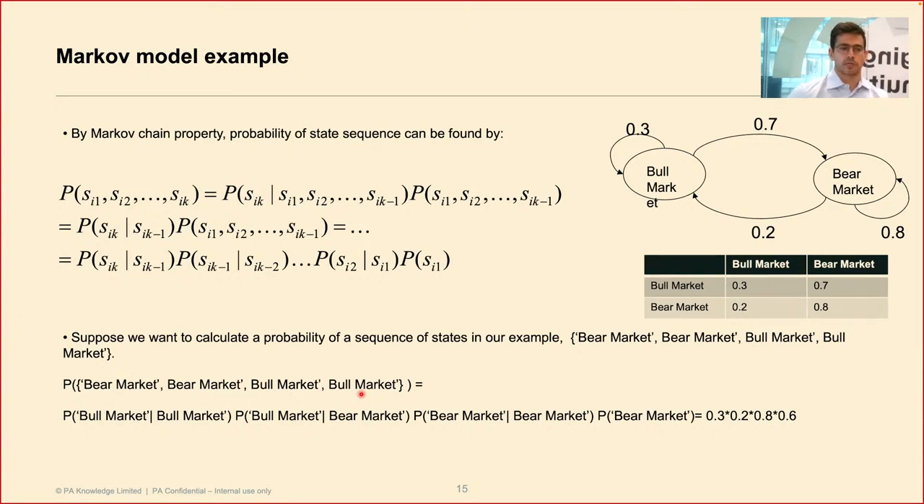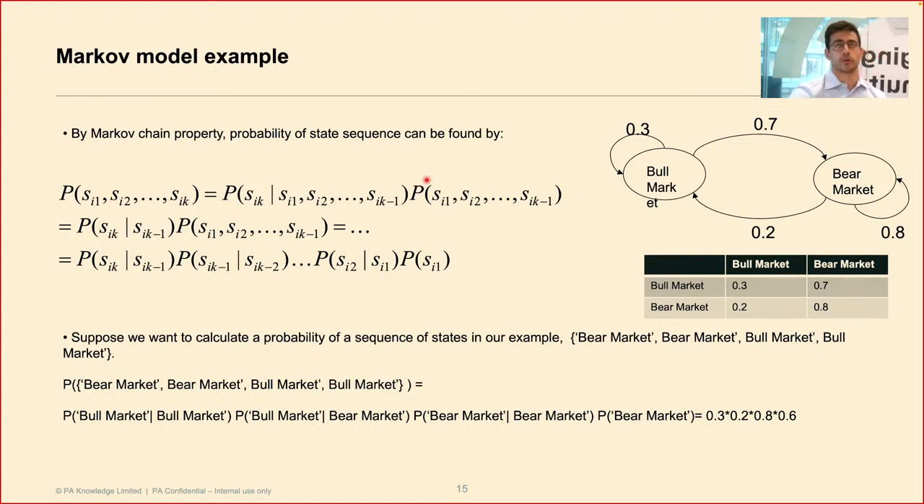By applying the Markov chain property, the probability of the state sequence can be found from the following formula. Now, it might look a bit scary at the beginning, but if you think about it, we are applying the chain rule in the very beginning. So the probability of S_i1, S_i2, ... S_ik equals the probability of S_ik given S_ik-1, S_ik-2 up to S_i1, multiplied by the probability of S_ik-1 down to S_i1.